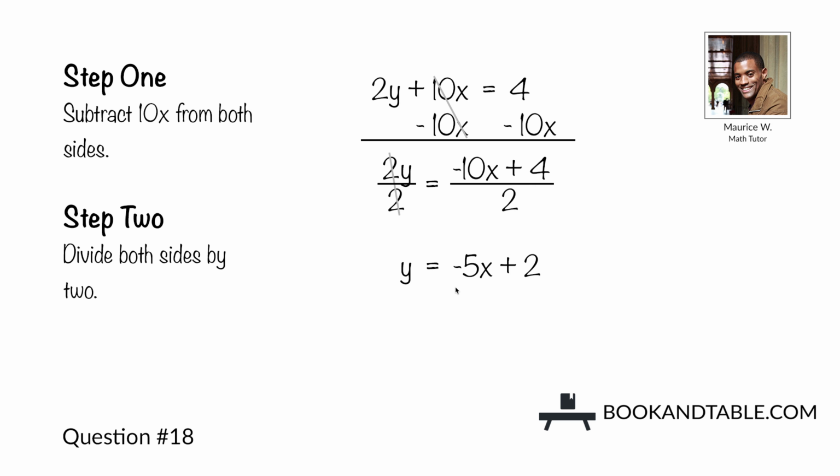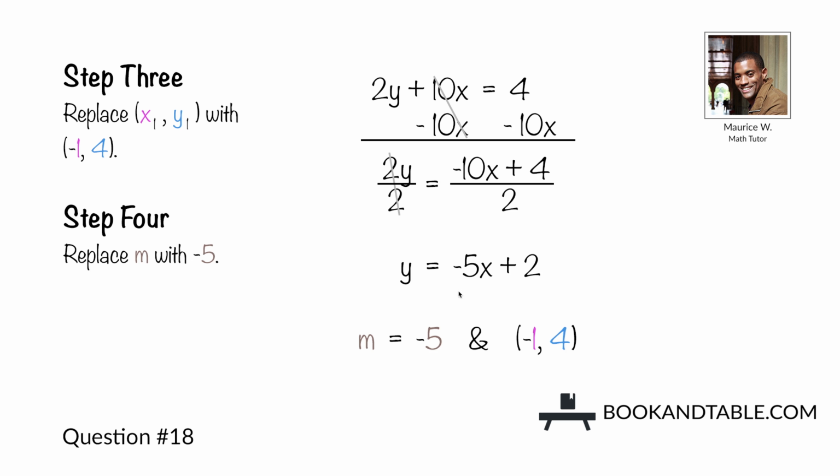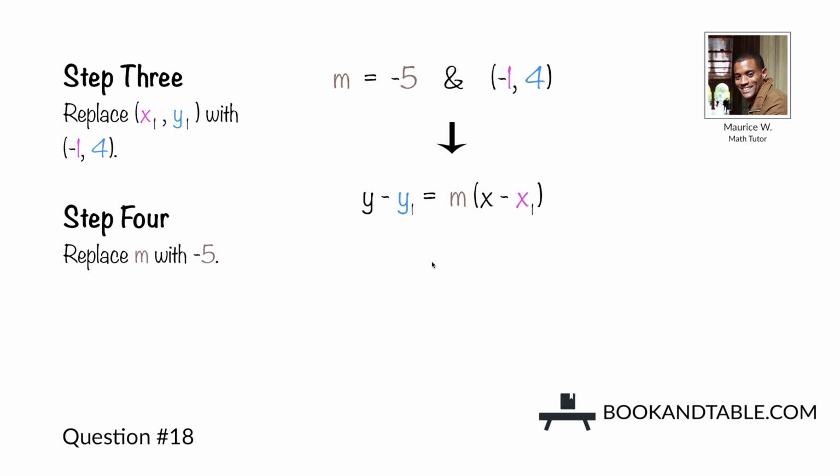So the line we are looking for is parallel to this: y equals negative 5x plus 2. And if they're parallel, that means their slopes are equivalent. So the line we are looking for has a slope of negative 5 and passes through the point (-1, 4). So we use those two pieces of information and plug them into the point-slope form to figure out the equation of this line.